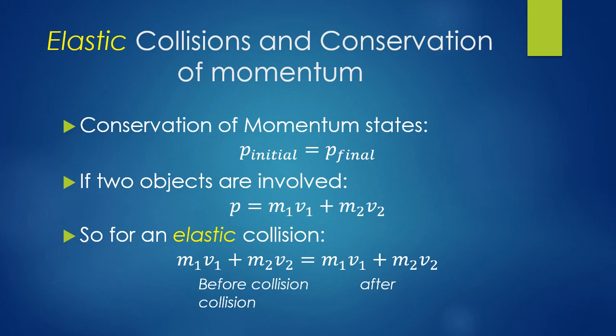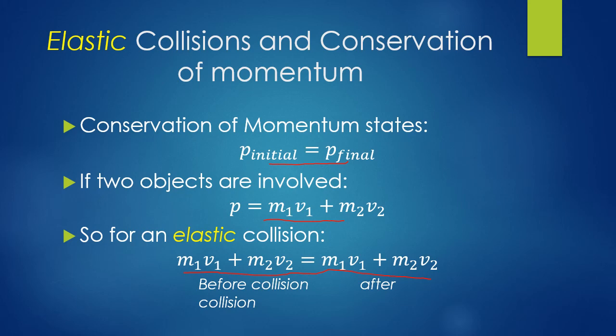So elastic collisions. There's a lot of information on this slide, and what all this information is doing is using the conservation of momentum and the fact that if two objects are involved, momentum can be additive to come up with this equation down here. Okay? This equation is given to you on your equation sheet, and it is the equation used for elastic collisions. So this is just showing the steps on how we come up with this final equation for elastic collisions.